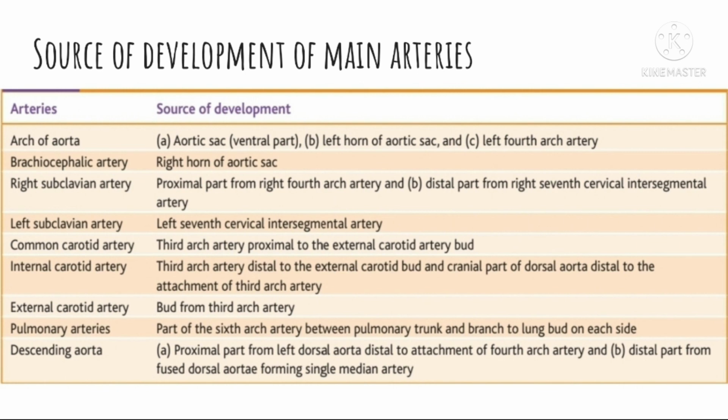Then going to the common carotid, internal carotid and external carotid. First, the external carotid artery arises as a small outgrowth in the middle of the third aortic arch. The proximal part to that, from there the common carotid artery arises, and the distal part of the third aortic arch to the external carotid artery, that is the place where the internal carotid artery arises. And then the pulmonary arteries arise from the sixth aortic arch, and the descending aorta arises from the left dorsal aorta from the attachment of the fourth arch artery.